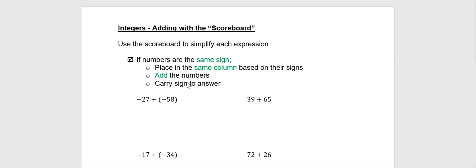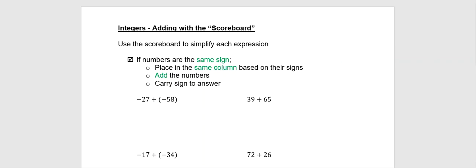So this video is designed to help you keep track of adding numbers that have different signs. Now, we're going to use a method called the scoreboard for this. And although we're going to be demonstrating the use of the scoreboard with integers, the scoreboard can be used for any type of numbers. So if you were adding fractions with different signs, or you were adding decimals with different signs, the scoreboard would still be of use to you.